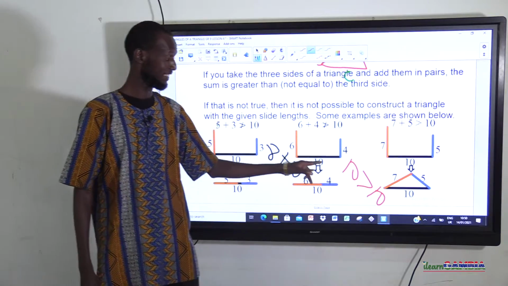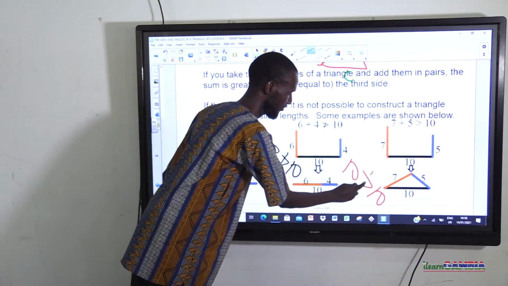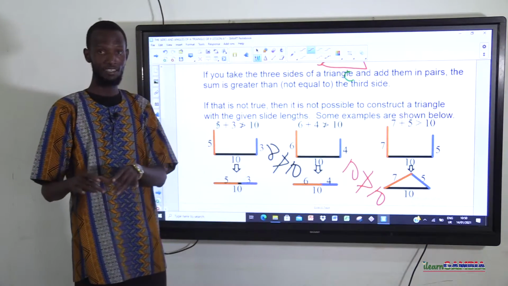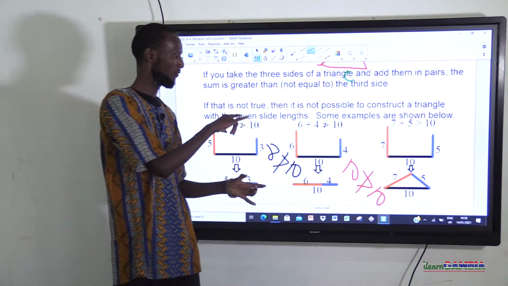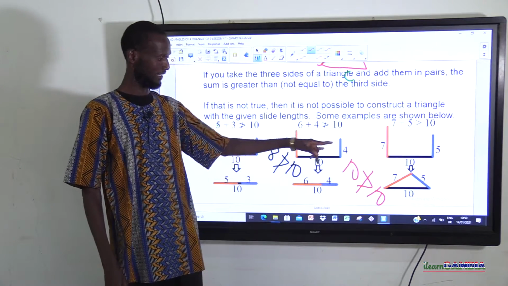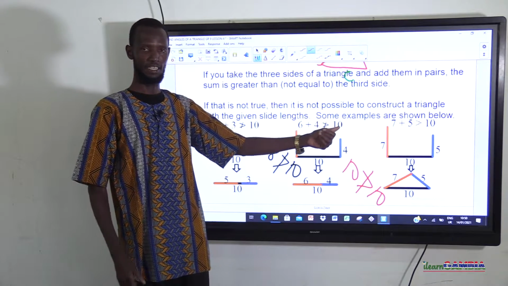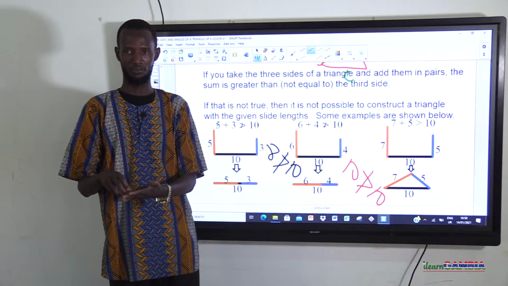Obviously, we know that 10 is actually equal to 10, not greater. So this also is not correct. Again, what did we say? If one doesn't work, nothing works. Okay? So just from there, we can conclude that 6, 4, and 10 cannot form a triangle.